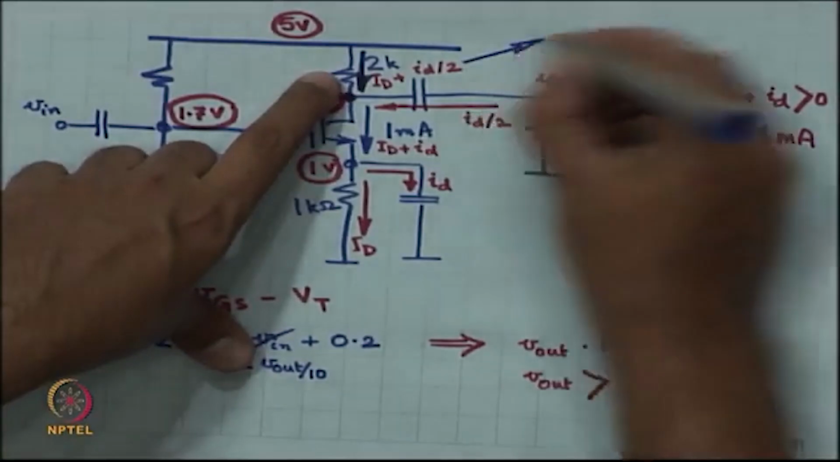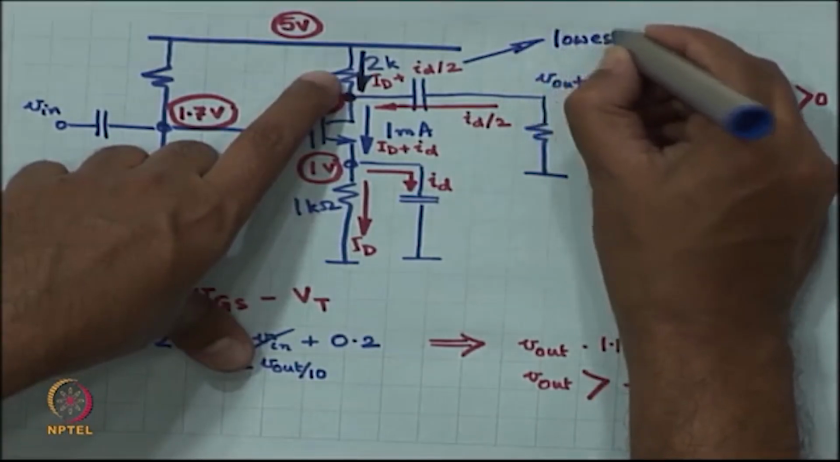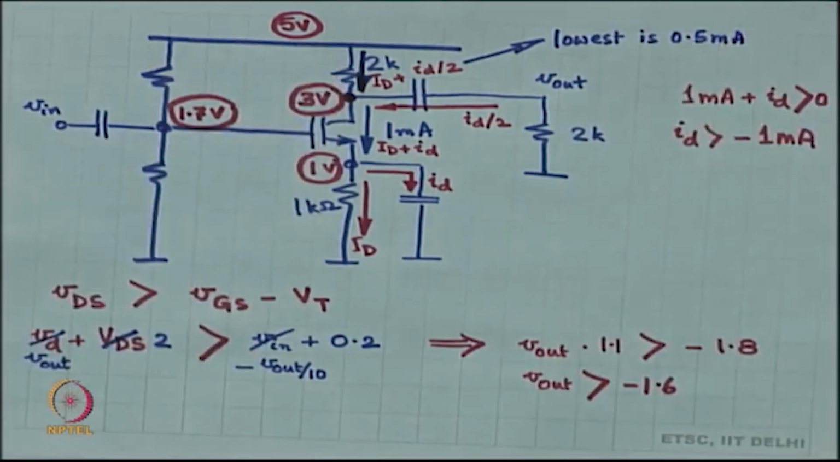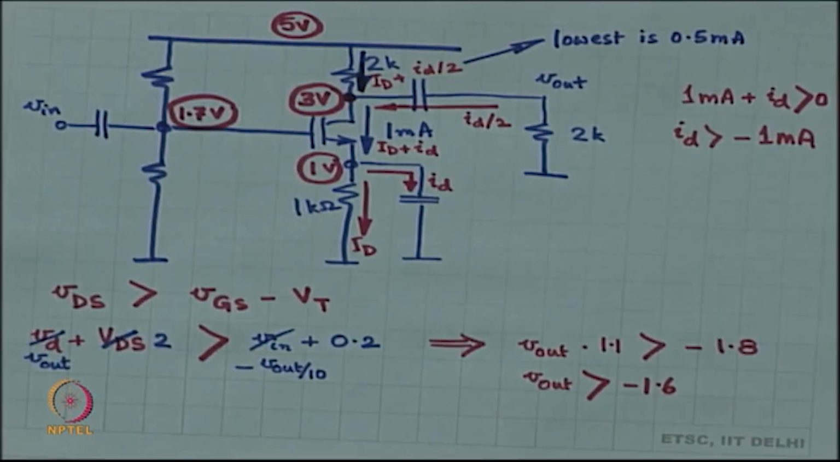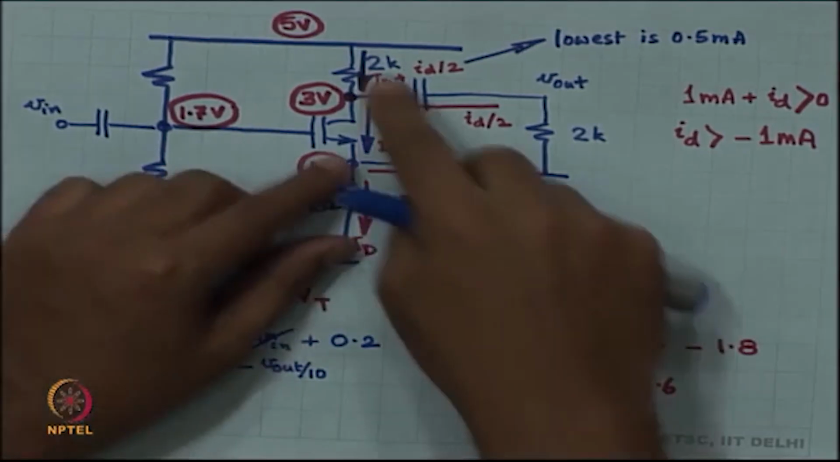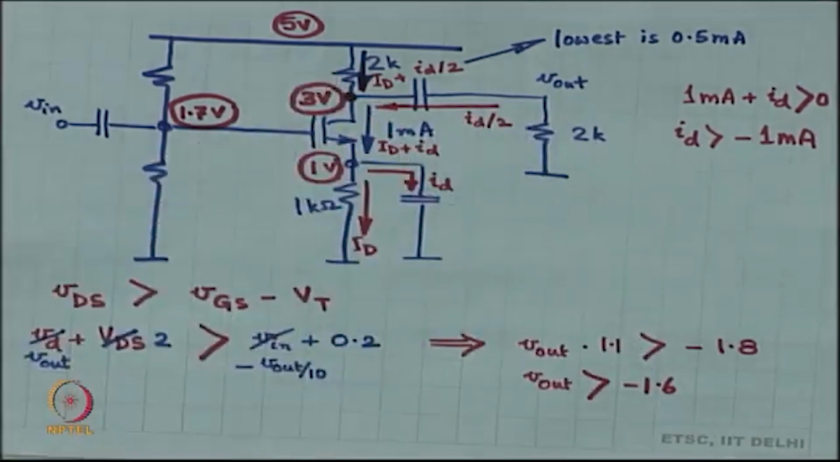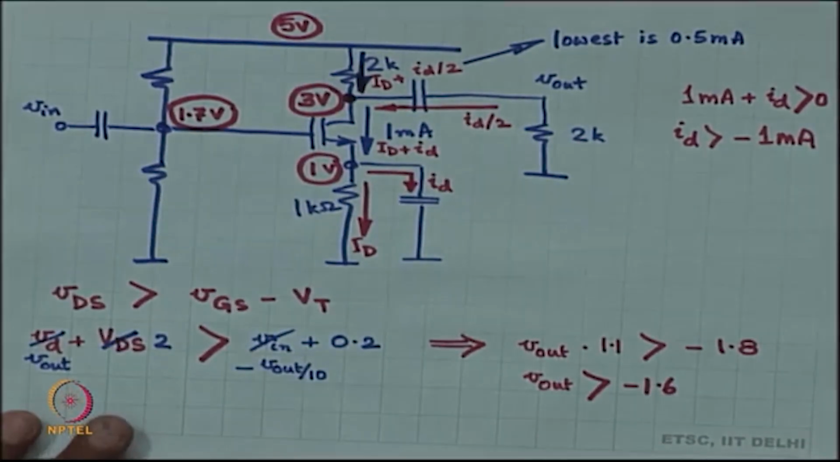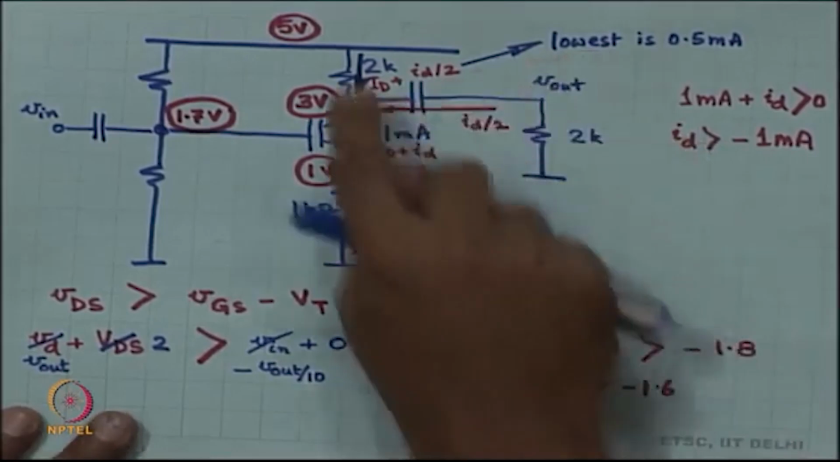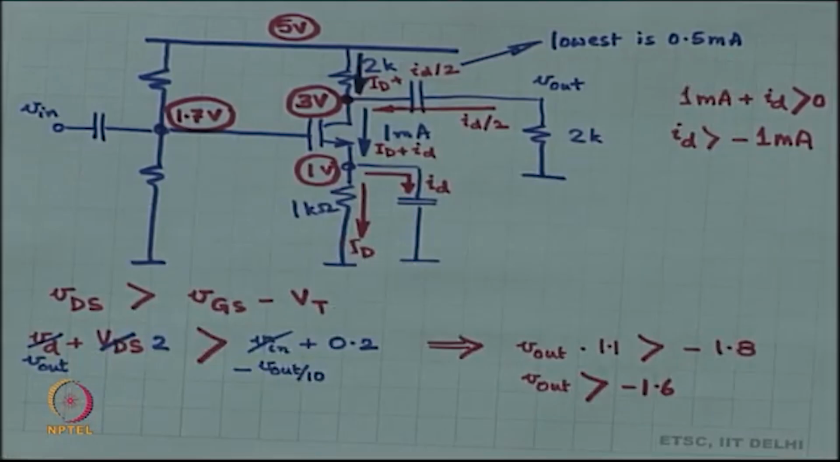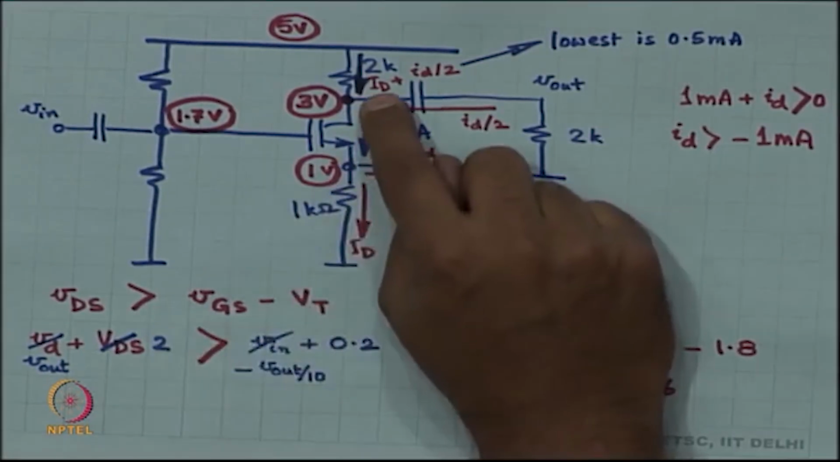So, this particular current's lowest value is 0.5 milliampere; it can't be lower than 0.5. Do you agree? Do you see what is going on over here? The entire DC current cannot be the signal current. Only a portion of it is coming through this resistor, the other half is coming from the other resistor. So, the lowest value of this total current, ID plus small id by 2, is only half a milliampere. Capital ID is 1 milliampere.